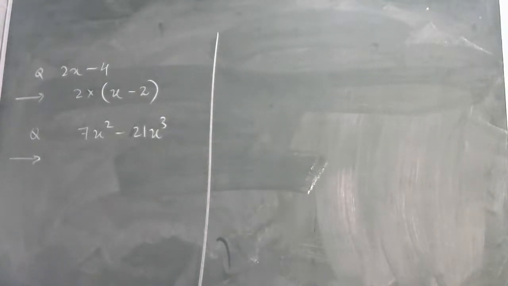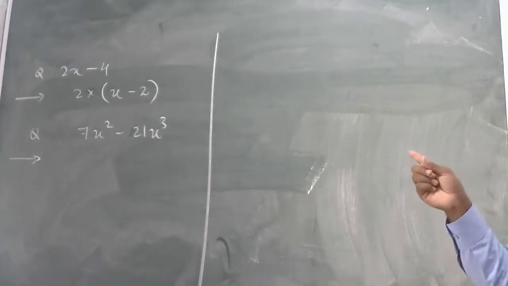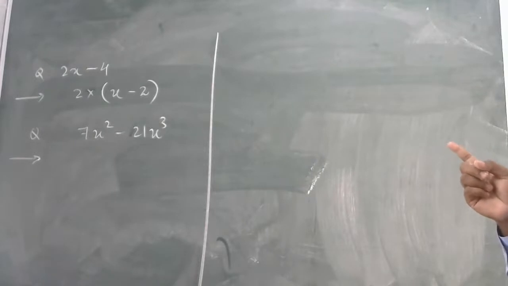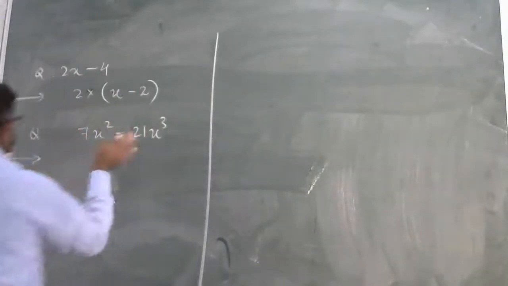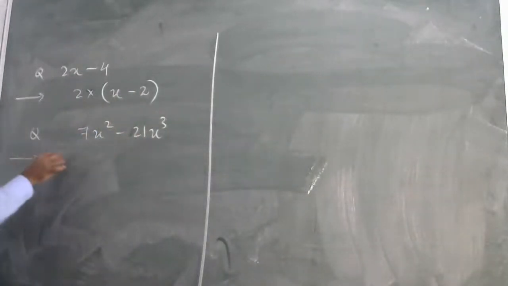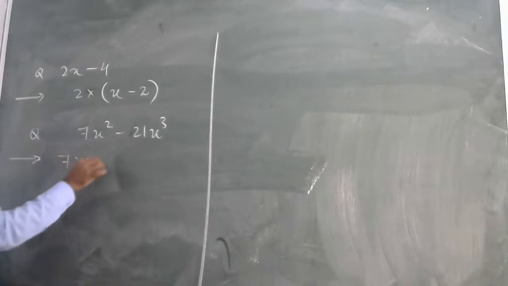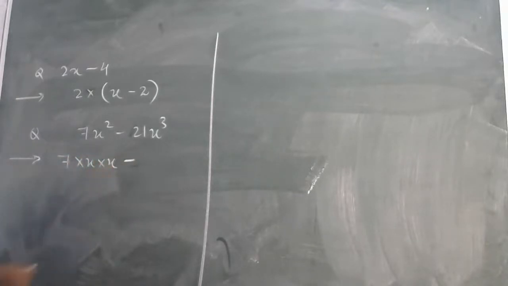7x square minus 21x cubed. How many of you don't know how to do this one? So first of all, you need to factorize all the terms. 7x square means 7 into x square. Minus 21 also you have to factorize.